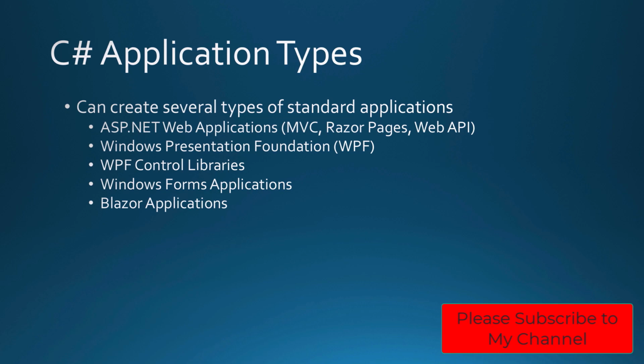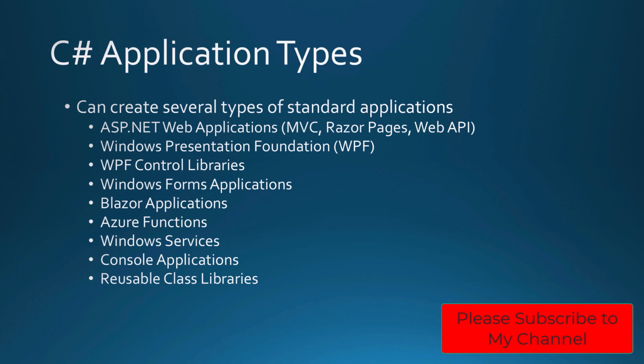Check that out if you haven't heard about that one yet. We can build Azure functions that run as functions in the cloud. We can also build Windows services and console applications. And to me, one of the best things we can do is build reusable class libraries. And of course, there's many other types of applications that you can develop with C# as well.